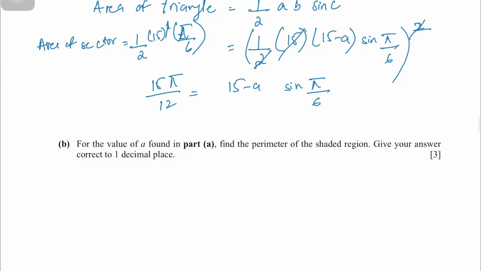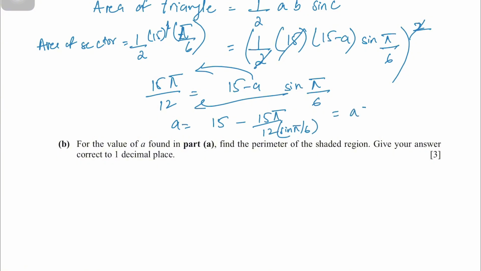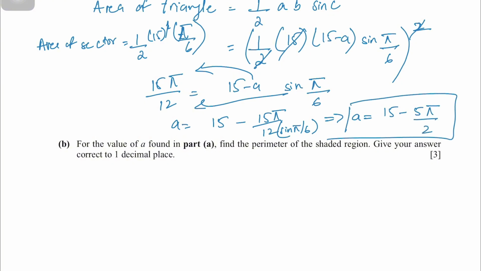Let's rearrange it to get our A. Our A would be 15. This A would go over there, and other than this, everything would go over here. First of all, this sine pi by 6 would be divided, and then this A would be going over there. So we can write our final answer as 15 minus 15 pi by 12 sine pi by 6, and finally we can write it as A equals 15 minus 5 pi by 2. This is our final answer.